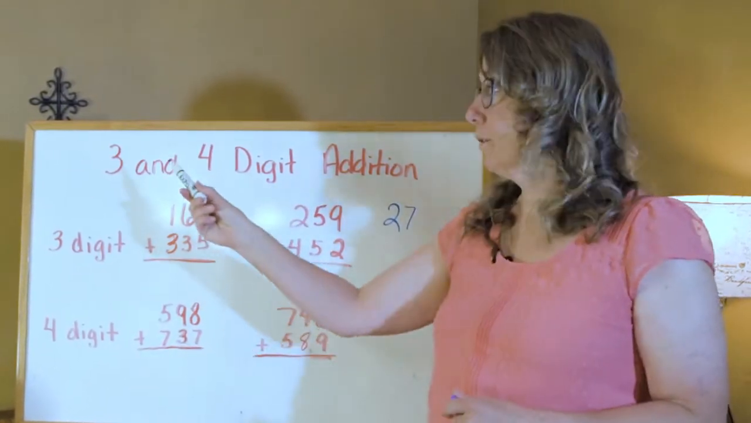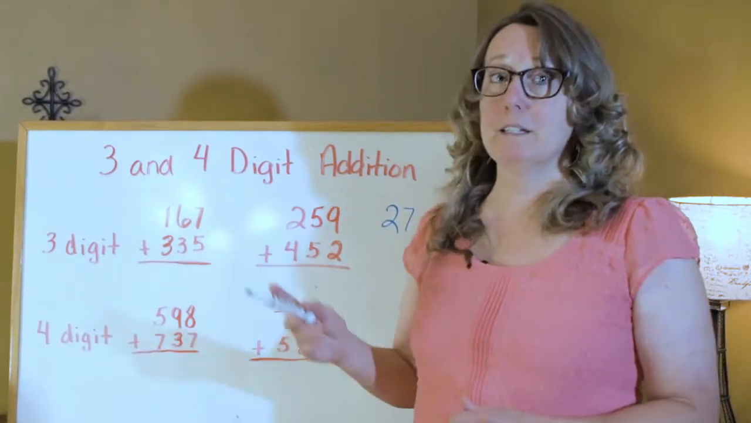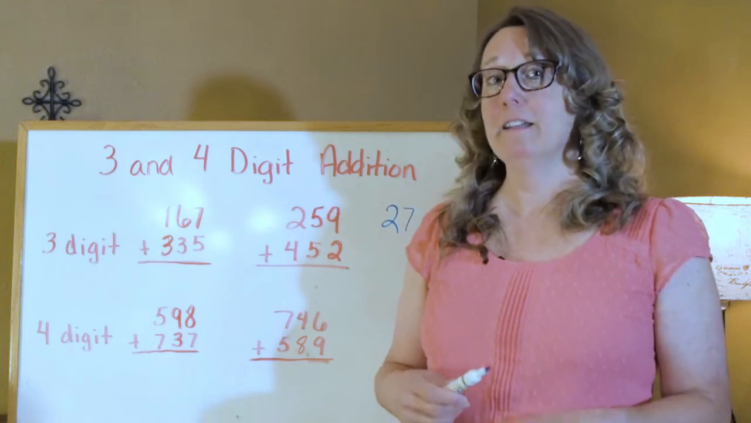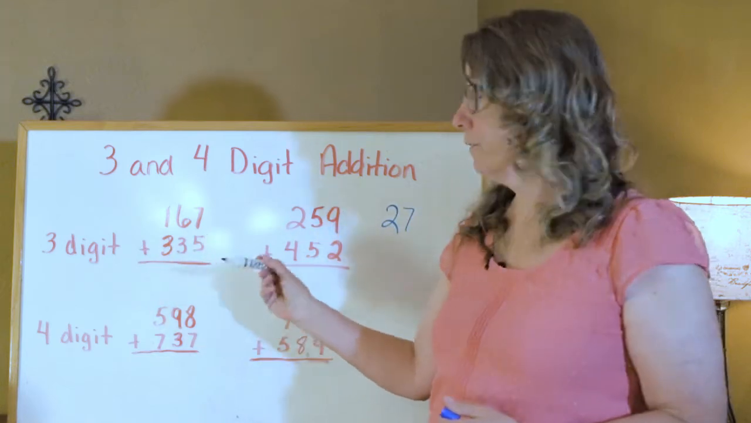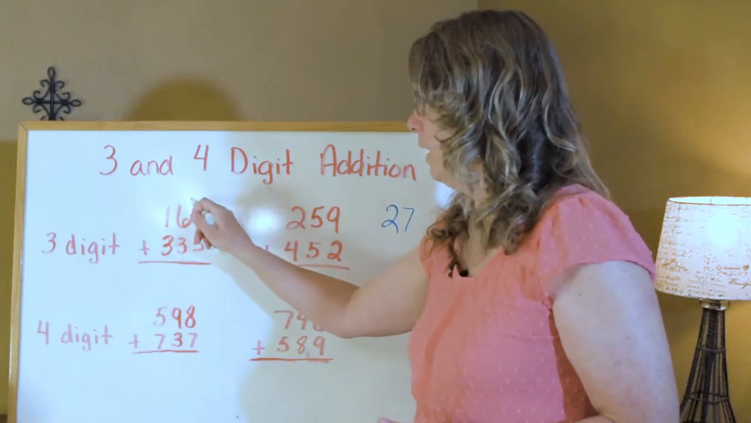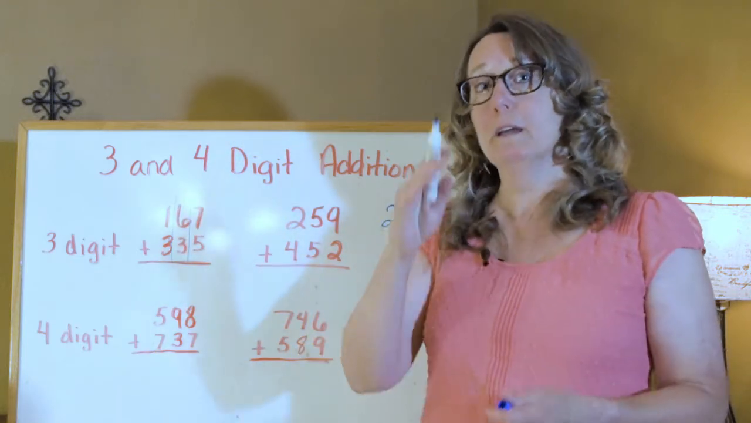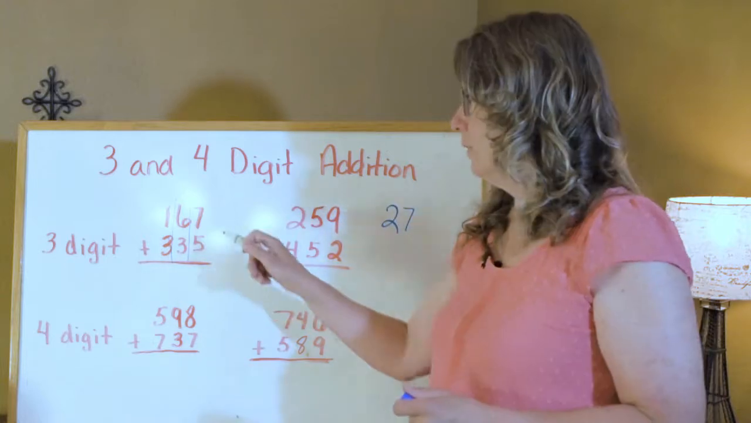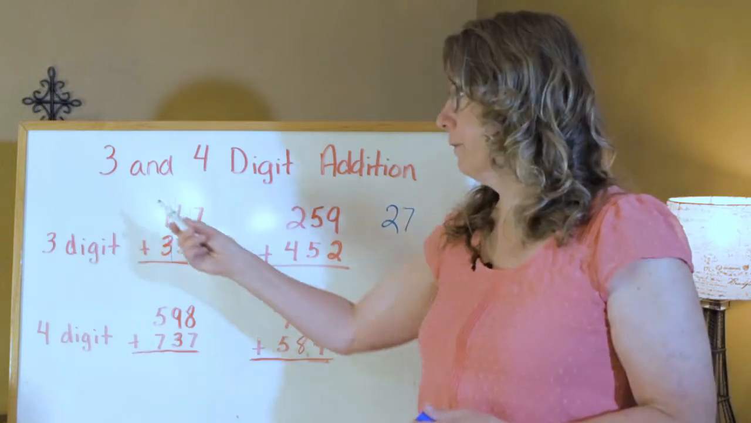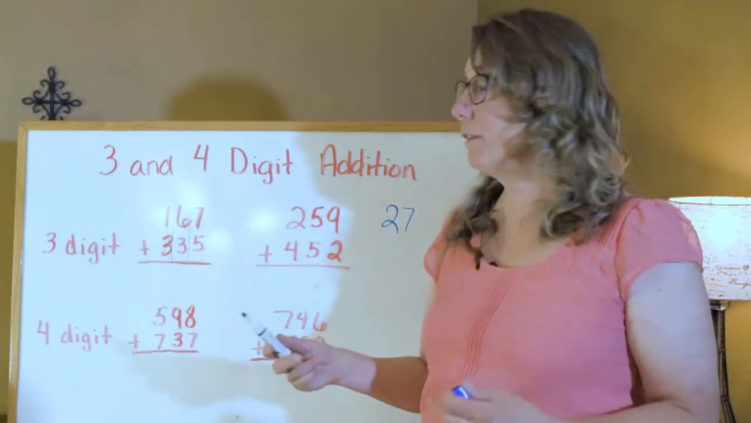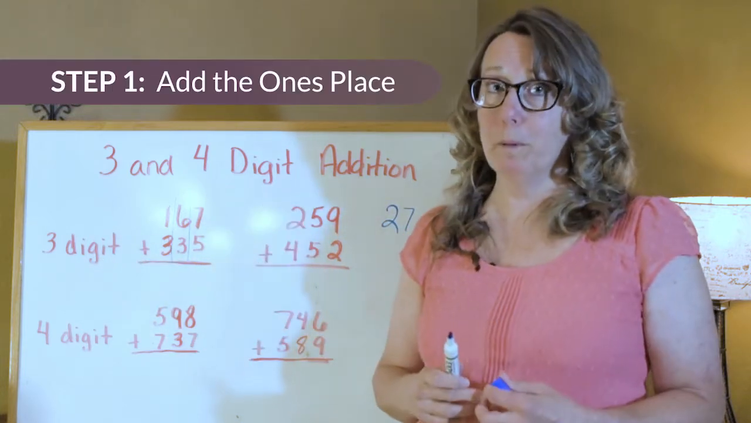So again, we're doing 3 and 4 digit addition. When we do our addition, remember our steps. Our first step is, of course, we always start adding with the ones place. If it helps you to draw a line to keep your place values lined up where they're supposed to be, you can draw those lines, and that helps a lot. Now, in reading we always go left to right, but in math, we actually go right to left. So we're going to start with the ones place.